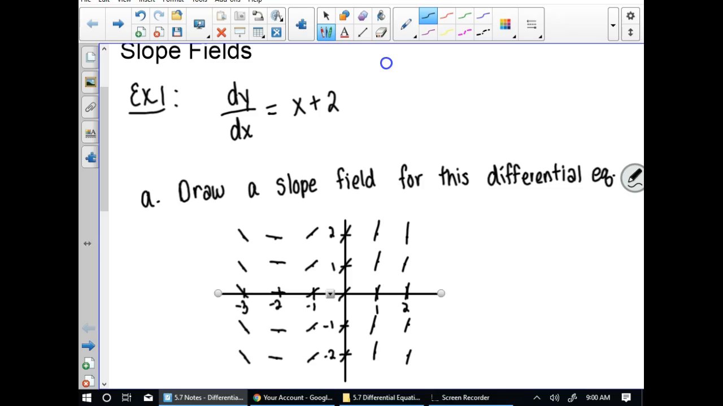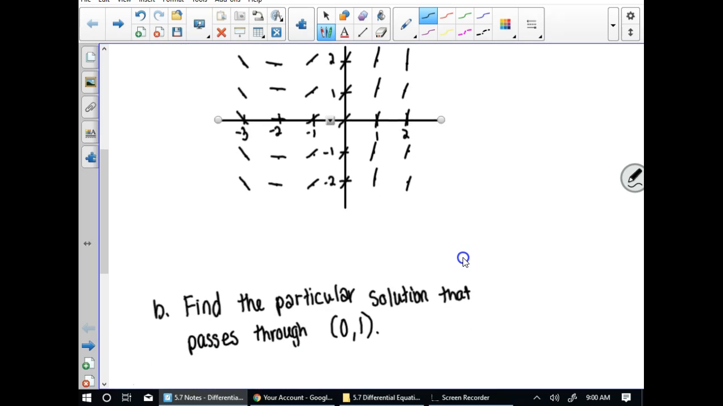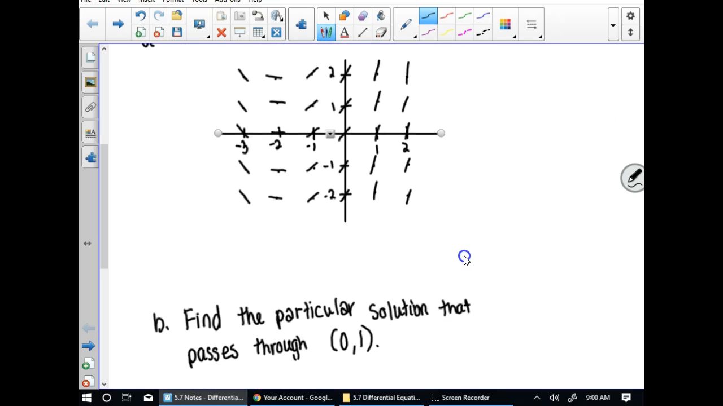What's the solution to this going to look like? A parabola. And you can tell this is a pretty simple one to solve. You're going to have a parabola here. Okay. So what we're going to do now that we haven't done yet is find the particular solution that passes through 0, 1. We have not done this yet, but we've kind of done most of it. We are looking for the solution that passes through 0, 1, which would be this point right here.